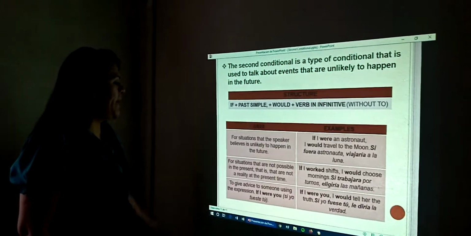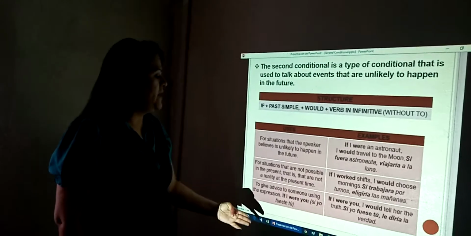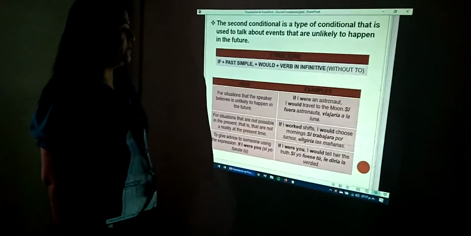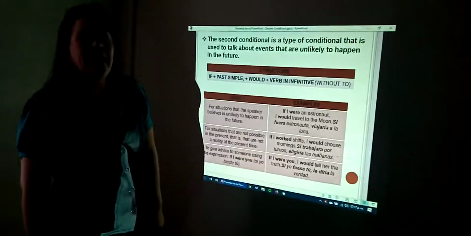Next, to give advice to someone use the expression, if I were you. Spanish: si yo fuese tú. And example: if I were you, I would tell her the truth. Spanish: si yo fuese tú, le diría la verdad.